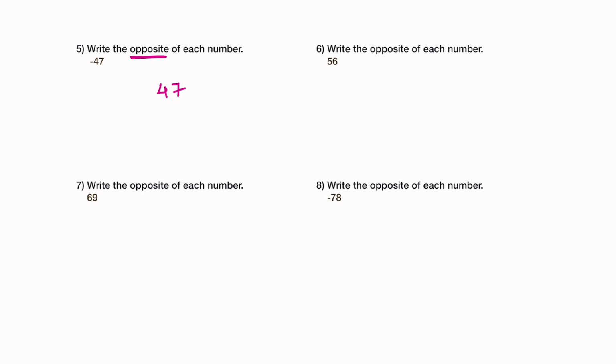56, opposite of that, this is positive, right? So negative 56. 69, it's positive. So we say negative 69. Then minus 78, it's minus. So we have to make it positive plus. So we don't put a sign and it's done.